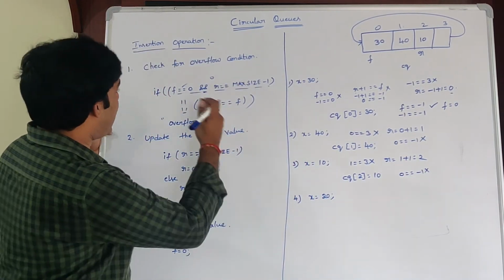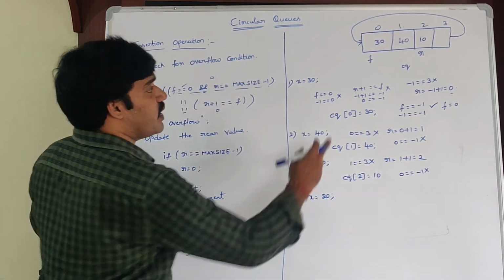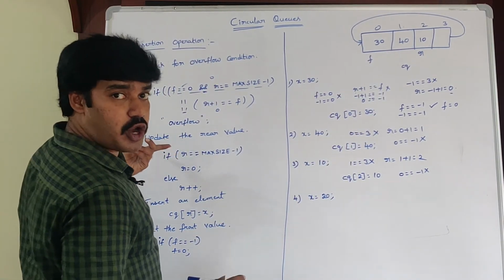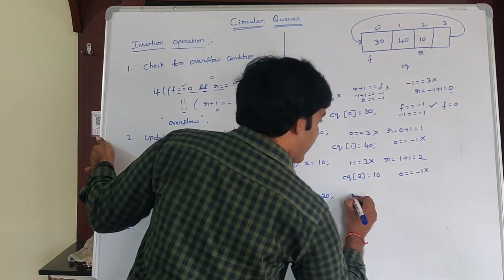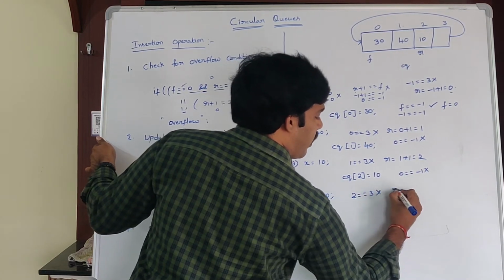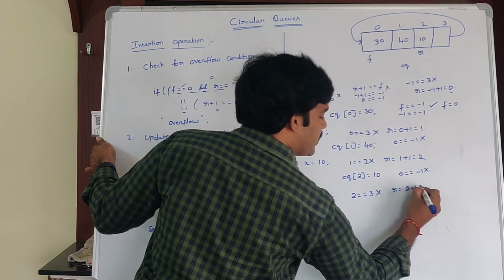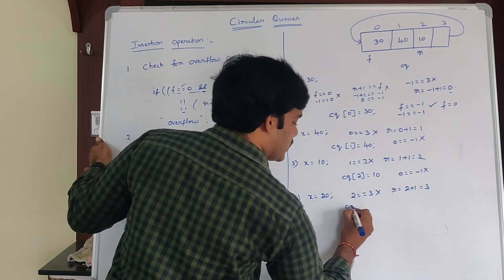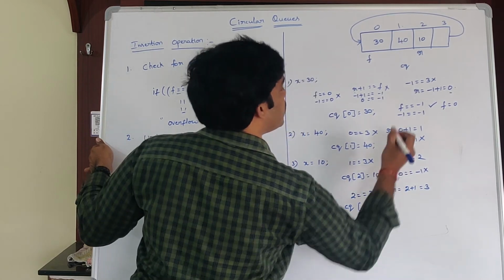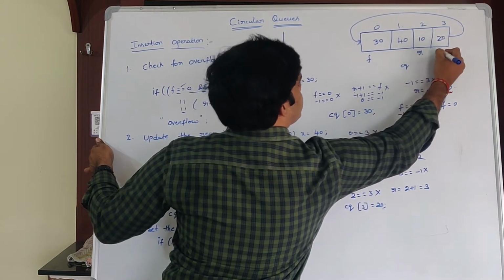data structure. So again I am calling the insertion operation. Is circular queue full? Not full. So coming to the second step, how to update the rear value? Is rear reaches max size minus 1? 2 equals to 3? No. So simply update R is equal to 2 plus 1, that is 3. Next, insert an element CQ of 3 is equal to x. CQ of 3 is 20.